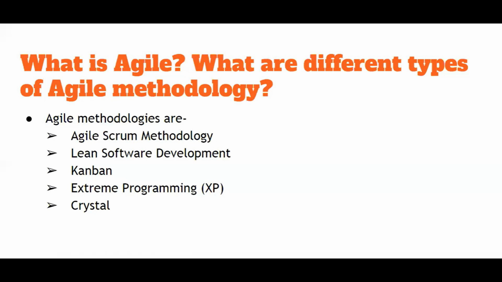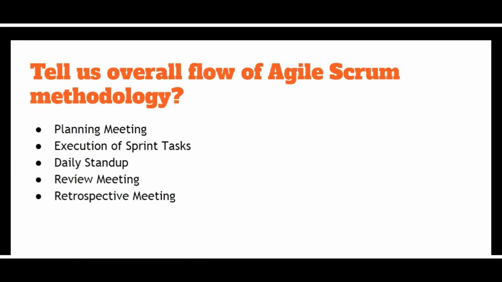Let's see. Next question here is, tell us the overall flow of Agile Scrum methodology. So in Agile Scrum, what are the components that we have? First of all, each iteration of Scrum is known as a sprint. That is some particular duration of time, say 4 weeks. Okay. Product backlog is a list in which you keep all the user requirements.